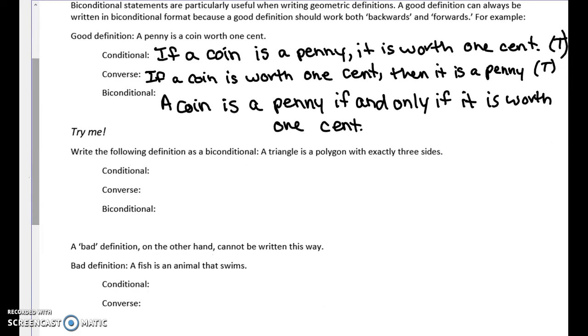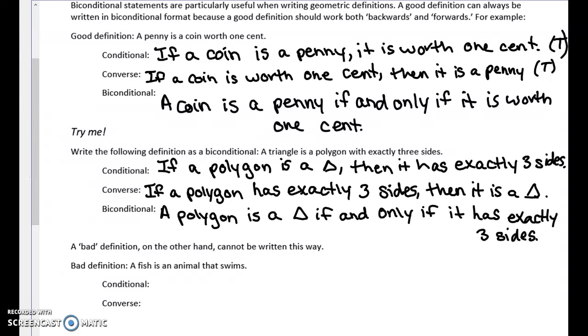Now your turn. I want you to take the statement, a triangle is a polygon with exactly 3 sides. I want you to write it as a conditional, and then flip it to find its converse, and then write the given biconditional. Okay guys, check your answers against mine and make sure you agree.